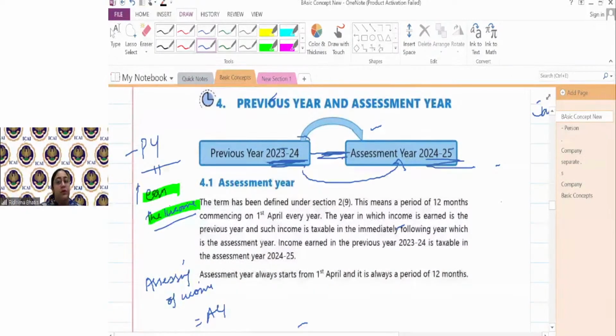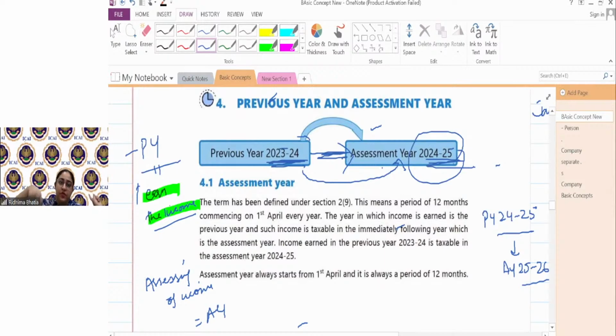So if I talk about previous year 24-25, what I will earn would be assessed in the assessment year 25-26. So when 24-25 is going on, it would be an assessment year for the income earned in the previous year. And 24-25 would also be a previous year for the income earned in that particular year.